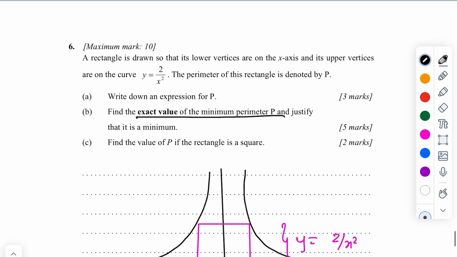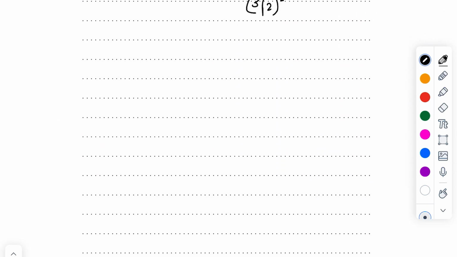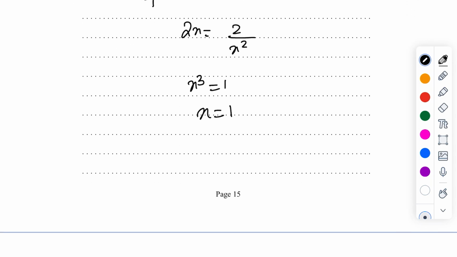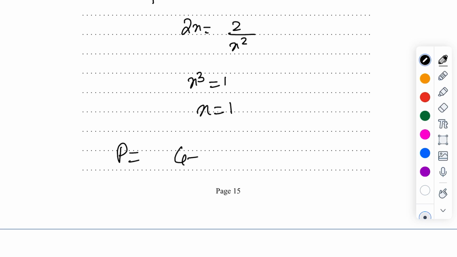Part C, find the value of P when the rectangle is a square. When will it be a square? If the length equals the width. So length 2x should equal 2 upon x square. So x cube equals 1, x equals 1. In that case, the perimeter will be 4 plus 4, which is 8. That's going to be the answer.